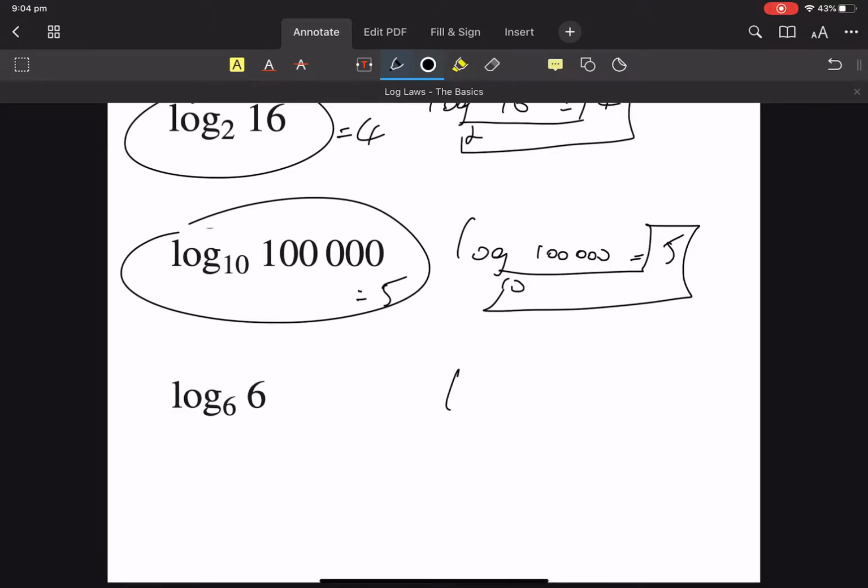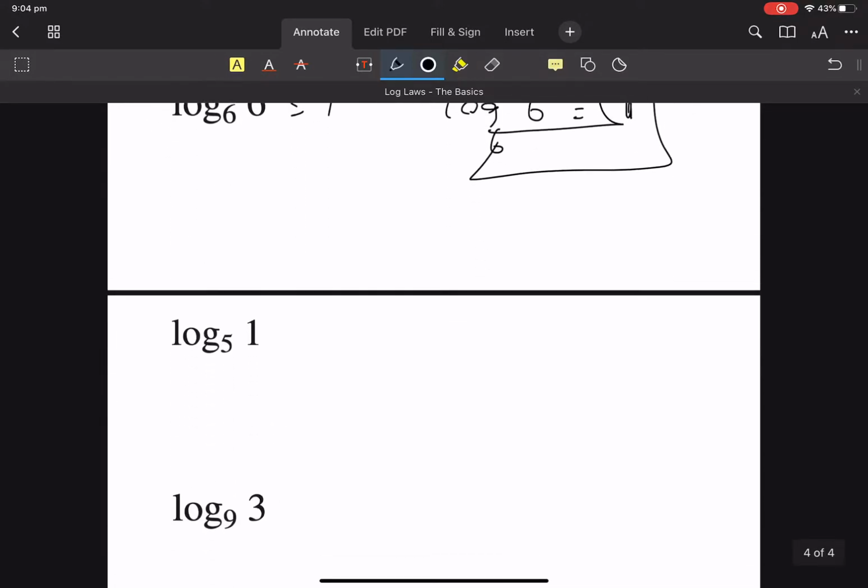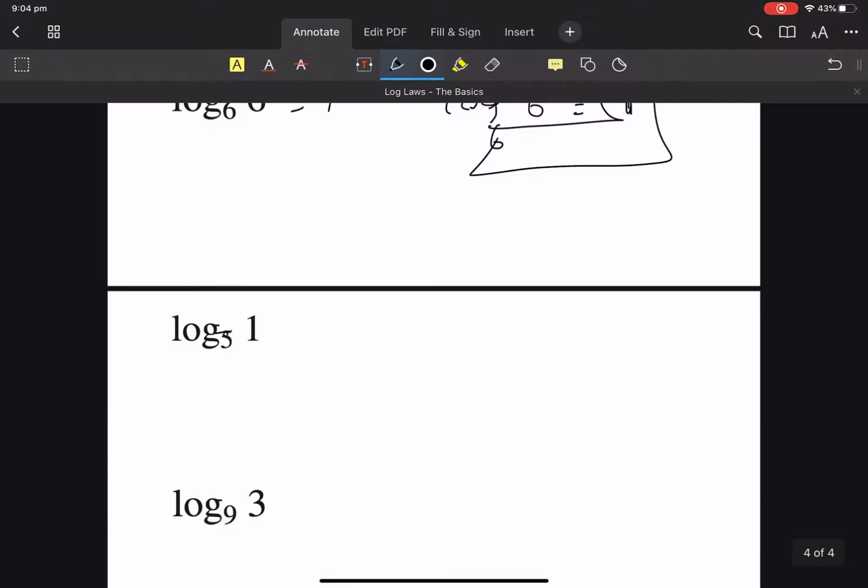And this is log 6. 6 to what power is 6? That equals 1. This is called the sock rule. I use it all the time. Keep going. Log 5. 5 to what power is 1?